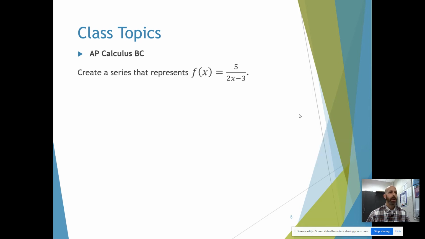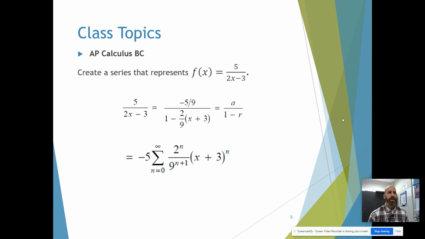In Calc BC, we are looking at infinite series, and in this particular section 8.9, we are trying to create a power series representation for functions. So if I have this function 5 over 2x minus 3, I'm going to massage this fraction into the fraction negative 5/9 divided by 1 minus 2/9 times the quantity x plus 3. We can see that that is in the form of a over 1 minus r, which is the general summation formula for a geometric series.